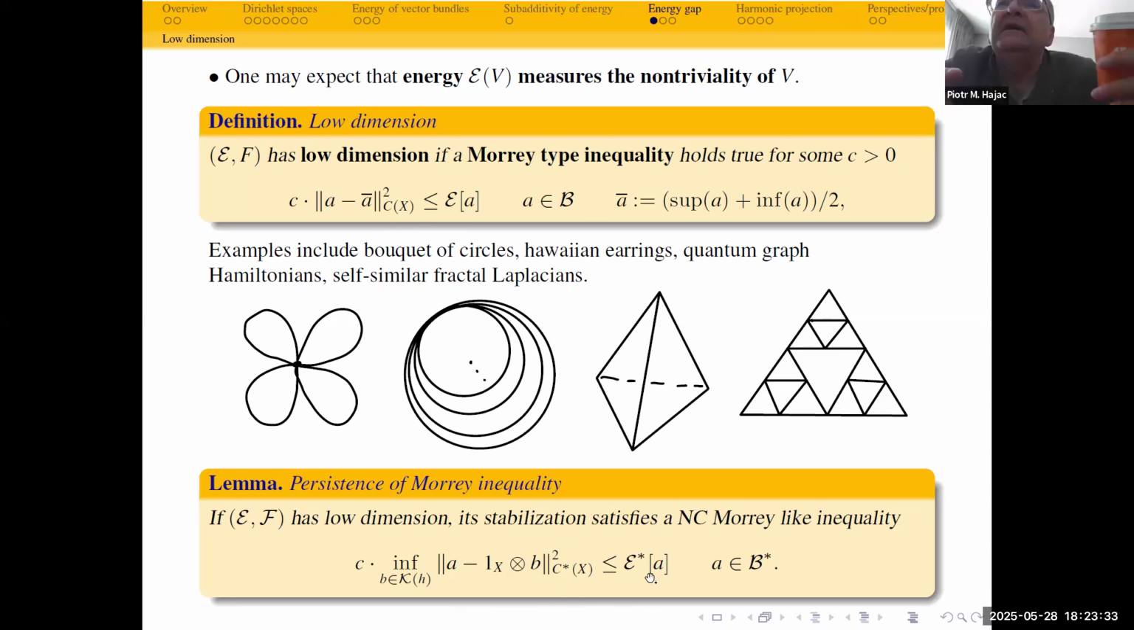But how about higher dimensional manifolds? I don't know, Riemann surfaces, 2-torus, whatever. Can this energy also measure the non-triviality of a bundle or not? Does this energy?